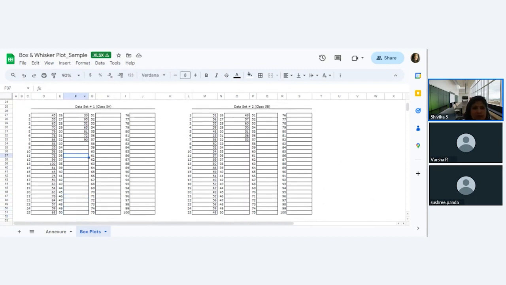So let's go and see the other data analysis tool which is effective for the school, the check sheet. A check sheet is a simple tool.